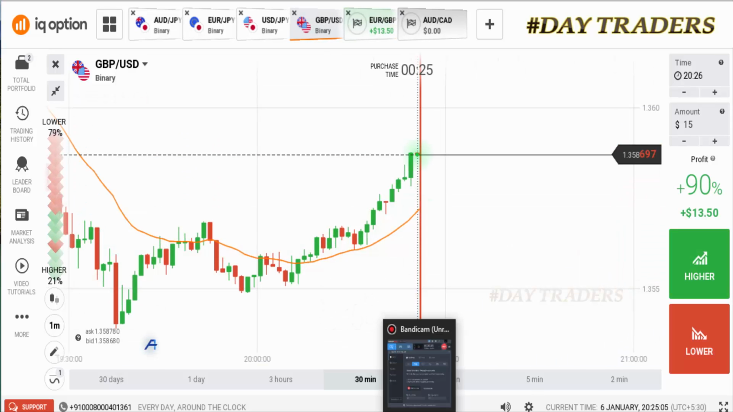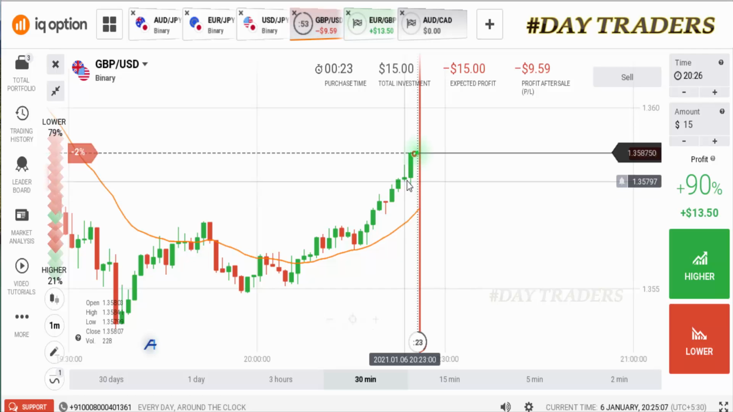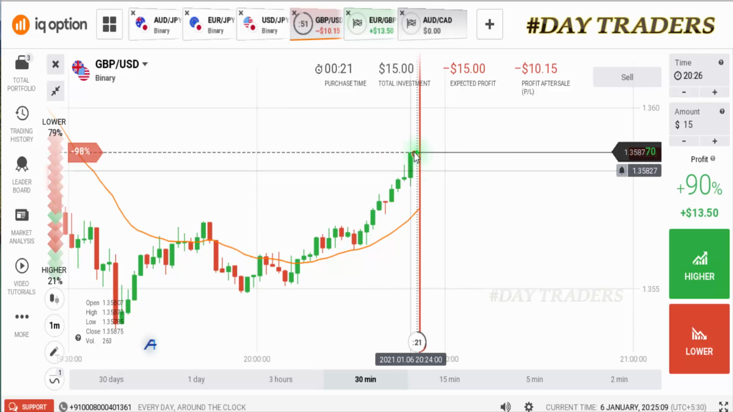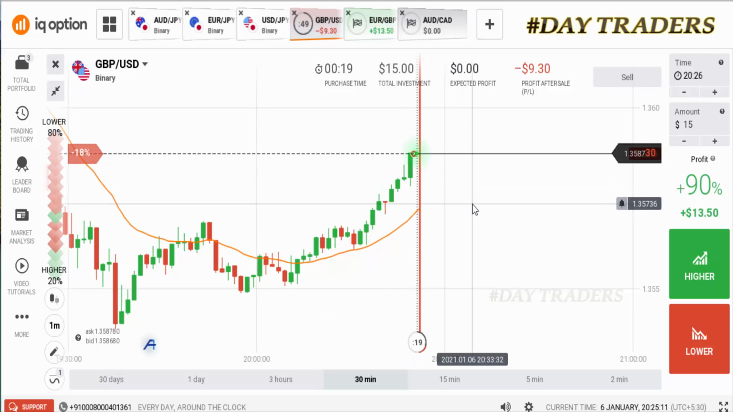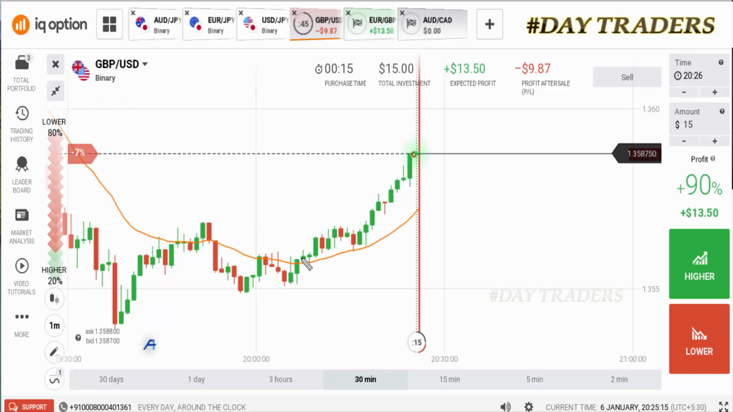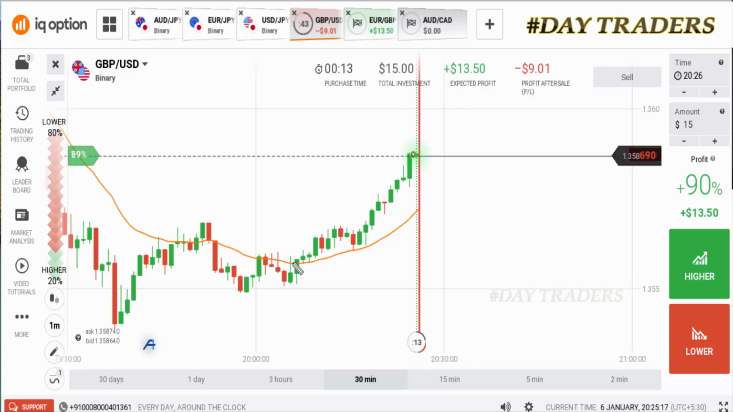Okay, I will place a lower option. After this bullish momentum, this is a strong marubozu candle, so that's the reason I place a lower option only. Okay, I'm expecting a retracement candle. Let's see. So I'm expecting this type of market.